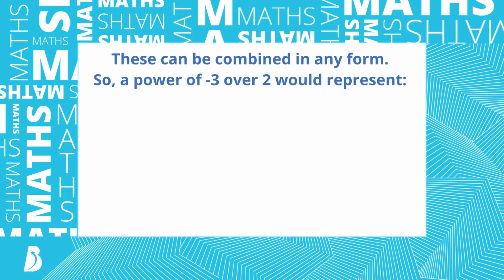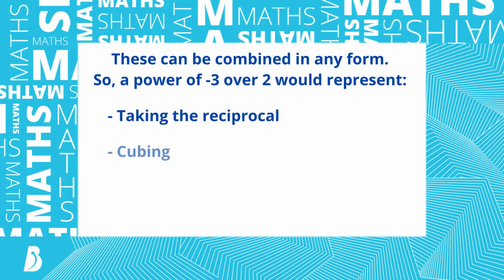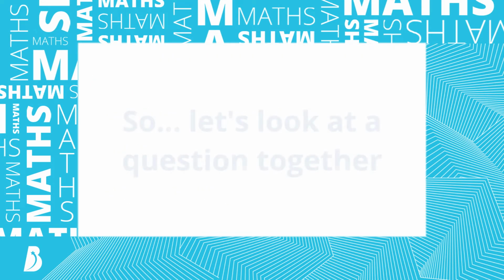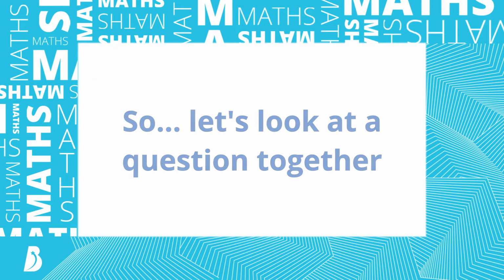These can be combined in any form, so a power of -3 over 2 would represent taking the reciprocal because it's negative, cubing because the numerator is 3, and square rooting because the denominator is 2. The order in which you perform these operations won't affect the result, but it may affect the difficulty. Sometimes it's easier to square root first, sometimes it might be easier to cube first. So let's look at a question together.